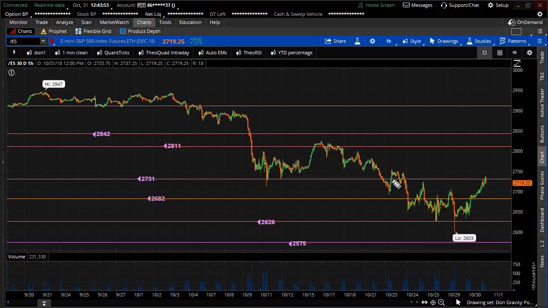When I talk about pinging from gravity point to gravity point, here we happen to have that 2731. We took off to the downside, stopped cold at 2682, a little bit of continuation to the downside before reverberating right back up to it, ripped back to the 2731. And again, all we're seeing is this ping action back and forth between these gravity points.